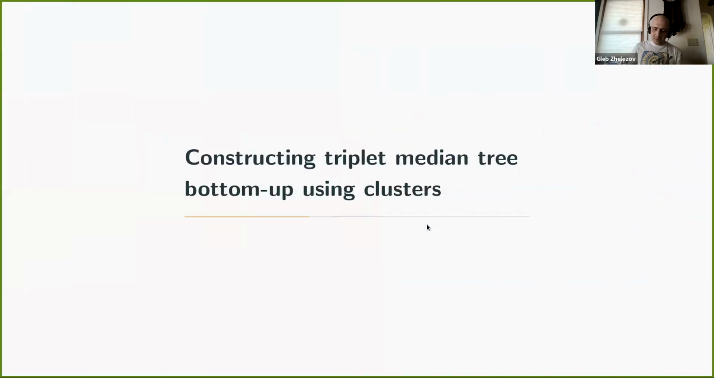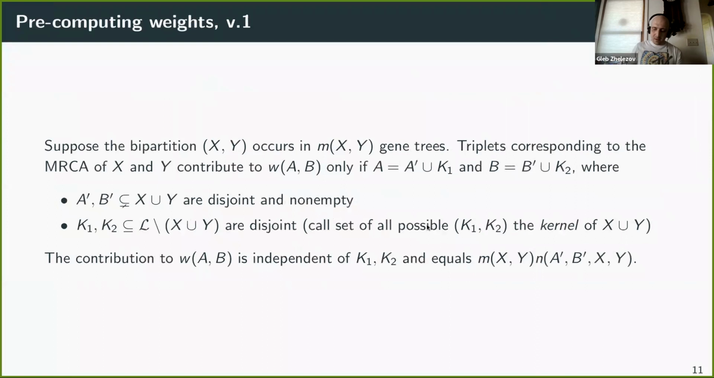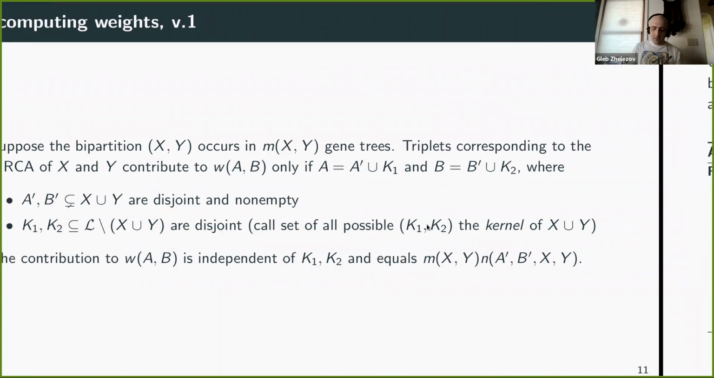And so we can briefly say that the contribution to the weight is independent of the kernel and simply equals the count that you would compute for any one of the chosen bipartitions, multiplied by the count of XY.